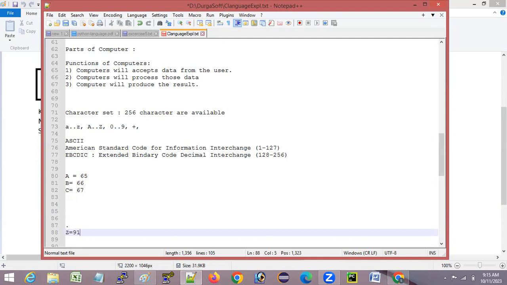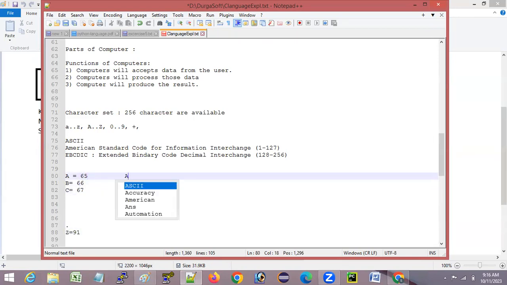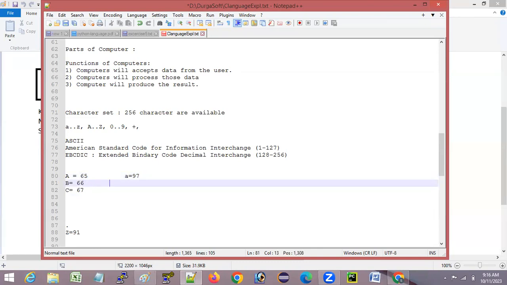Then small a, b, c, d: small a is equal to 97, small b is 98, small c is 99. Like this it continues, and small z is equal to 122. Right. So these are the numeric codes for those particular characters. Whatever character is available, we have a code for it.